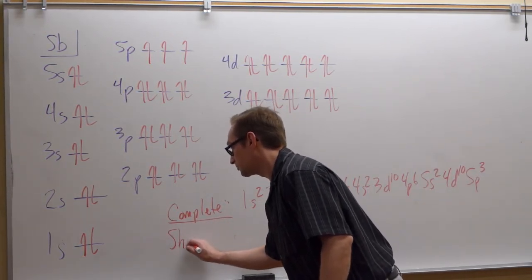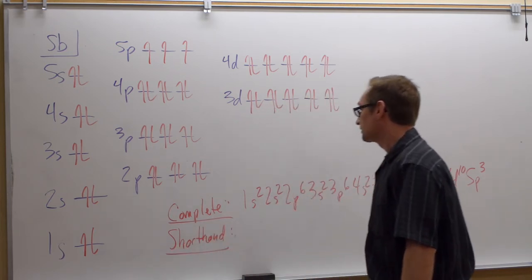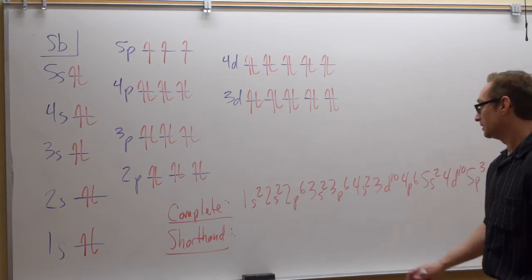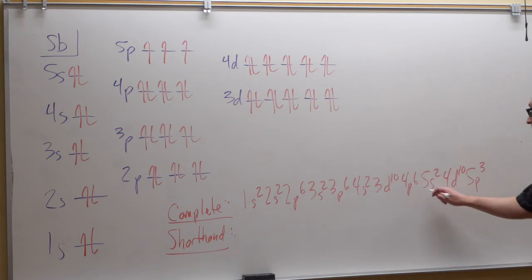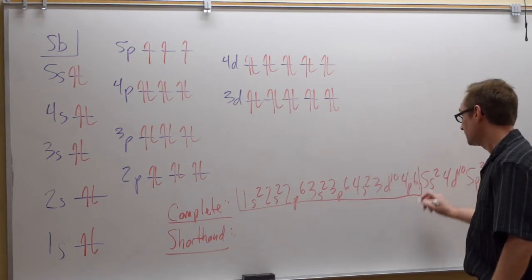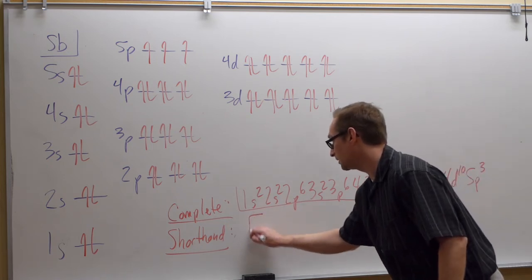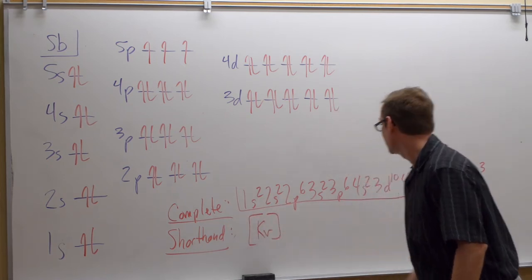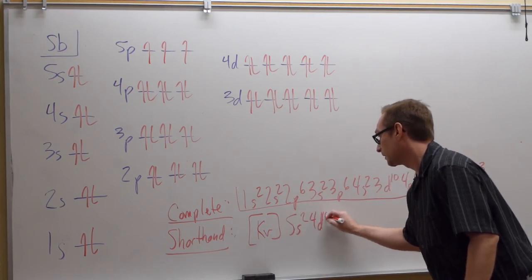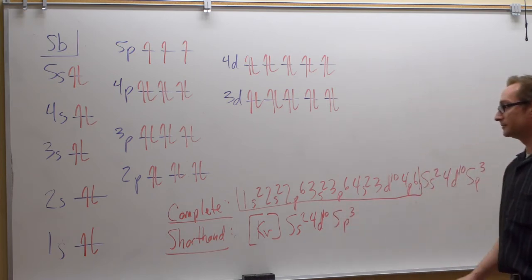Let's do shorthand. That's so much less painful. For shorthand, we look at the noble gas core and bracket that in. So if we take just this part, what would that be? It would be krypton, right? So this is going to be krypton in brackets, and then we have 5s2, 4d10, 5p3.